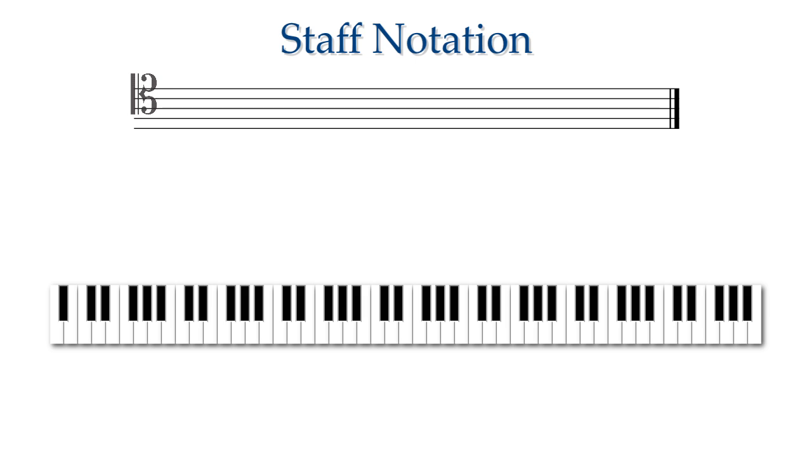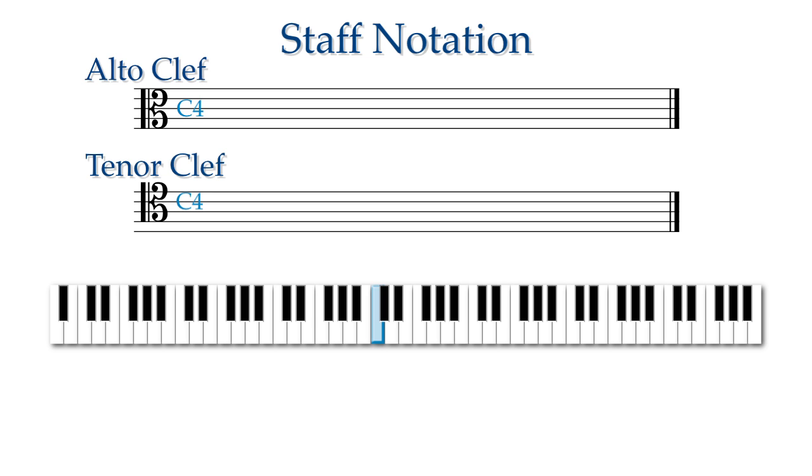The C clef is a movable clef, that is, it can be placed on any of the 5 lines of the musical staff, and labels that line as middle C, C4. The 2 most common forms of the C clef are the alto clef and the tenor clef.